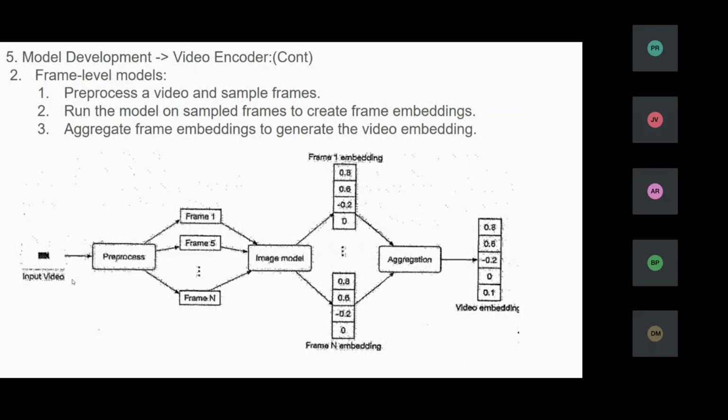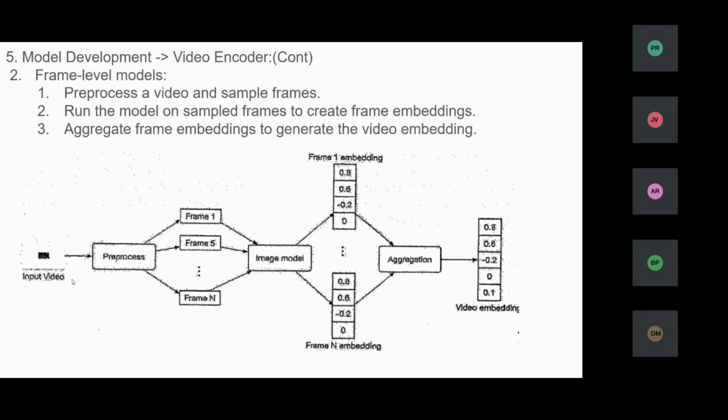The other one is a frame level model, where the frame level model runs in 3 steps. It pre-processes a video and samples frames, runs the model on the sampled frames to create frame embeddings, and aggregates the frame embeddings to generate the video embedding.